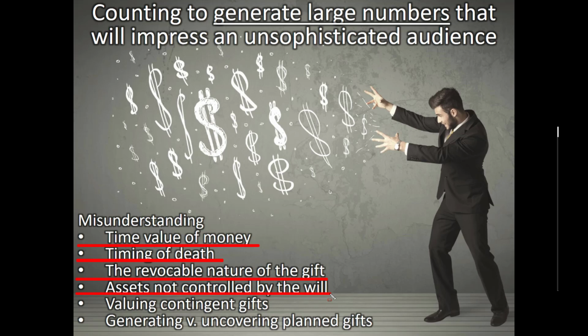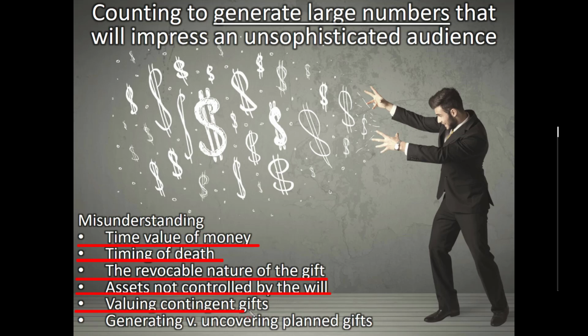The vast majority of the time, the will document controls nothing, and that's just the nature of the will document, that it's only a backup document. It doesn't actually control any assets that have beneficiary designations, transfer on death designation, pay on death designation, joint ownership with right of survivorship, or have no need for retitling.